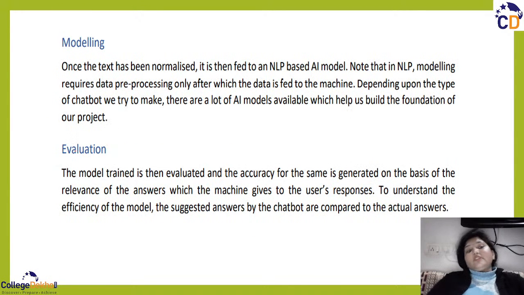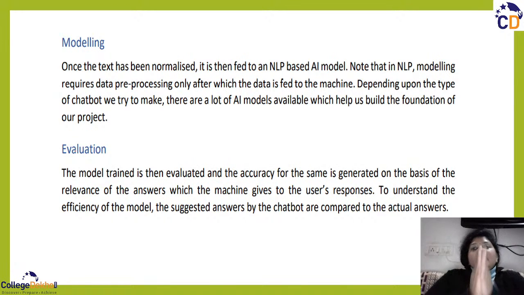Next thing which we have is modeling. This is the next step of the AI project cycle, that is modeling. Now you train the model with some algorithm, right? So once the text has been normalized, it is then fed to an NLP based AI model. Note that in NLP, modeling requires data preprocessing only, after which the data is fed to the machine.